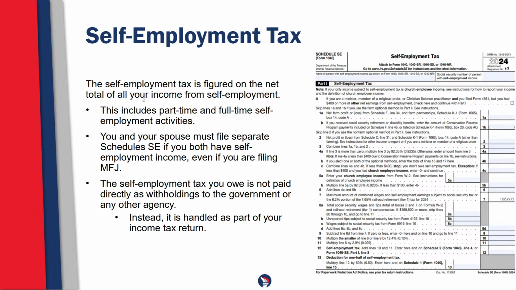Self-employment tax is figured on net income from all of your self-employment. And so if I made money in one business and lost money in another, do the math, then figure self-employment tax. You and your spouse must file separate Schedule SEs if you both have self-employment income, because remember, this is for your Social Security, your Medicare.